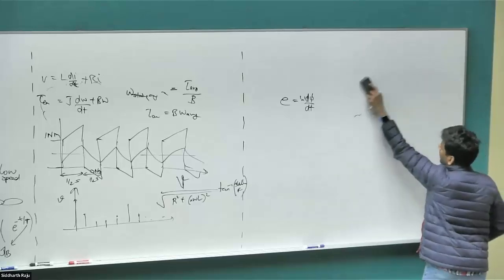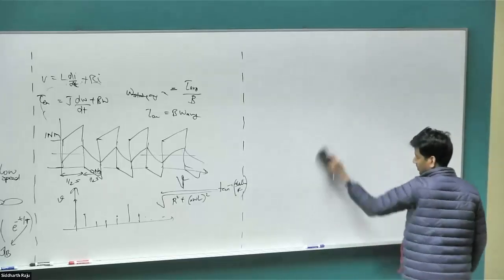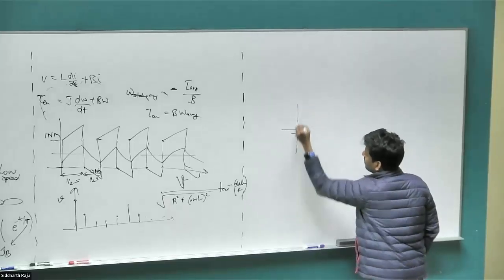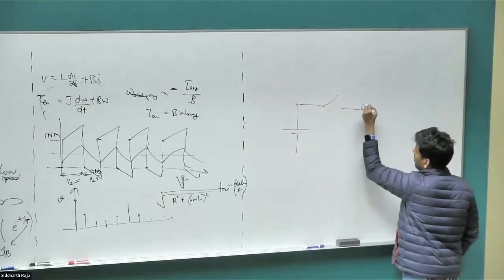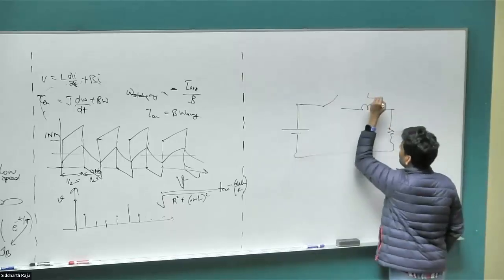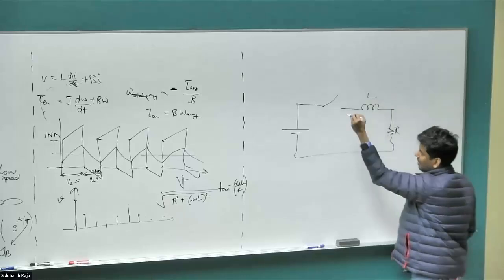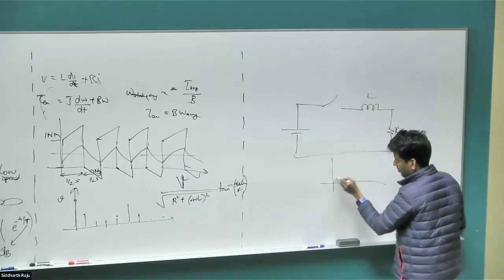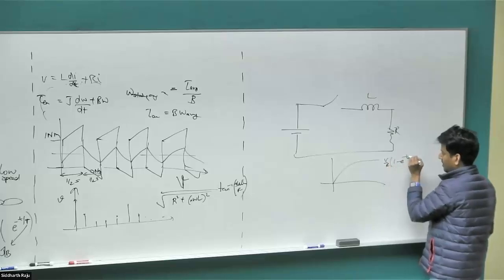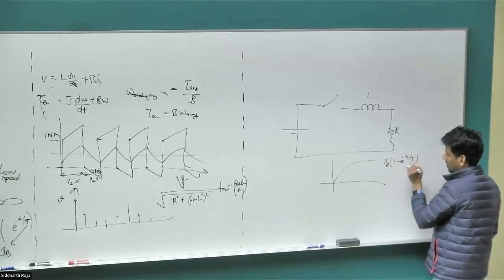So talking about Fourier, go to a circuit that made us use Fourier in the first place. So we had an inductive circuit with some resistive network. And once I close this, by now everybody should know this expression, right? V by R, 1 minus e power minus t by tau. Tau is L by R.